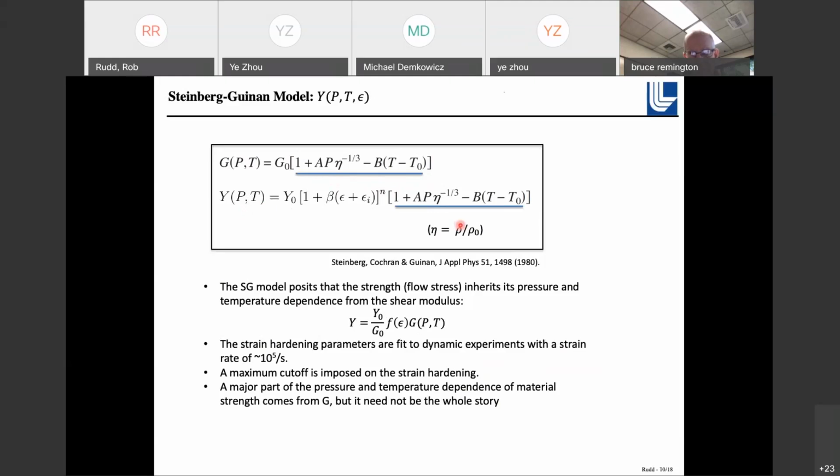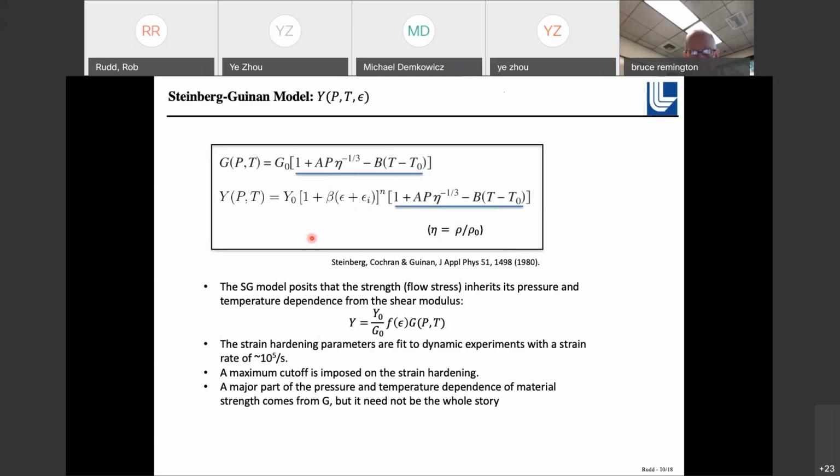There are lots of cases where the pressure dependence of the different contributions to plasticity come in differently, and you don't get this kind of simple relationship between the shear modulus and the yield stress. But as a first attempt, that is what they did. And then they added in a strain hardening dependence, and then they could measure the shear modulus, and they could do impact experiments to get at the hardening.